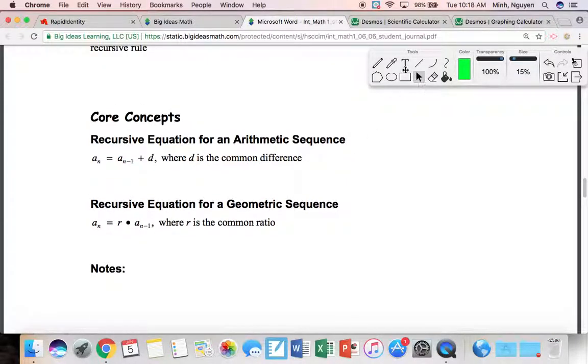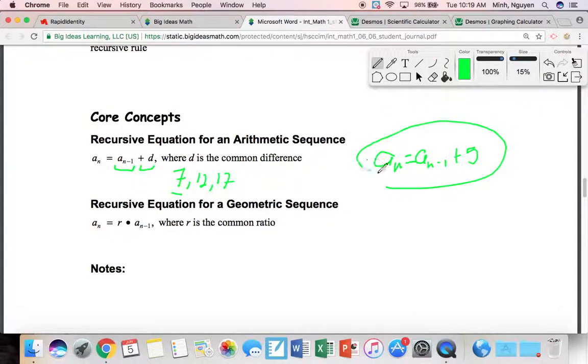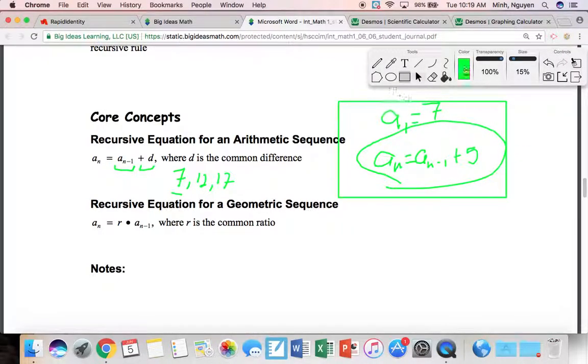A recursive equation for an arithmetic sequence where d is the common difference. So let's say I'm adding 5 each time. Let's say I start off at 7, and then I go 12, and I go 17. So this is saying, okay, you have the number you had before, and you add 5. So what that would look like is a_n = a_(n-1) + 5. Notice I start off at 7. Do we see 7 anywhere here? No, right? It doesn't tell us. So you have to define it yourself as well by saying the very first number we start off with is 7. So all this is necessary.